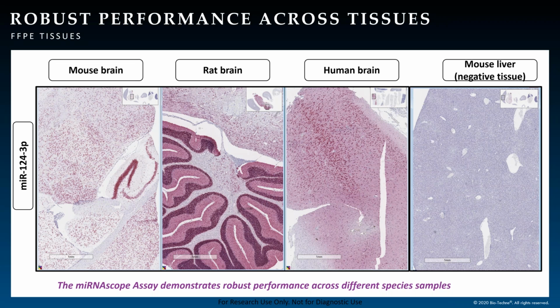To demonstrate specificity, a known miR-124 negative tissue, such as the mouse liver, was also stained with the miR-124 probe. As you can see in the image on the right, the negative tissue shows no background detection of the miR-124 target, so we can determine that we are seeing true signal with proper sample prep and pretreatment.